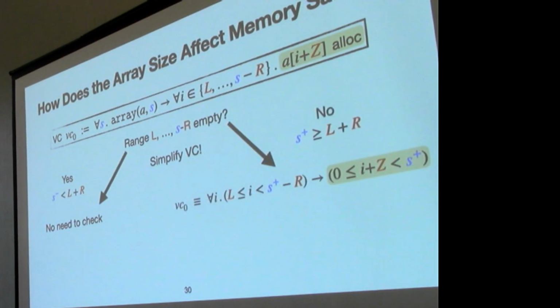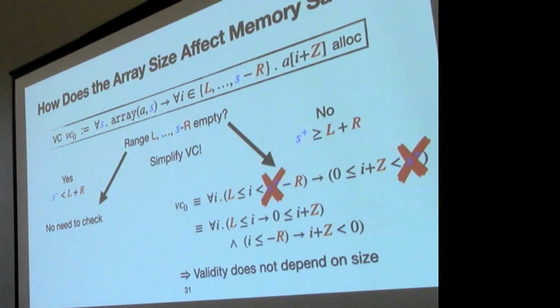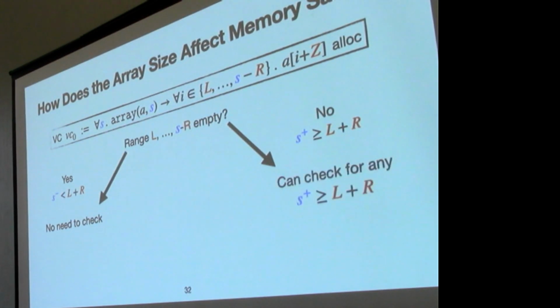Okay, so in the case that the range is not empty, we know that the size is at least L plus R big, and we can use that to simplify the verification condition. We get one that essentially says, well, assuming that I is in the range over which you iterate, you have to prove that I plus set is within the array bounds. And here you see that S occurs on the left and on the right side, so we can use that to eliminate it, and we get a formula where S doesn't show up anymore. So that means that we just found our completeness threshold, and it's totally fine to just take any size that is bigger than L plus R and check that in a memory safety proof.